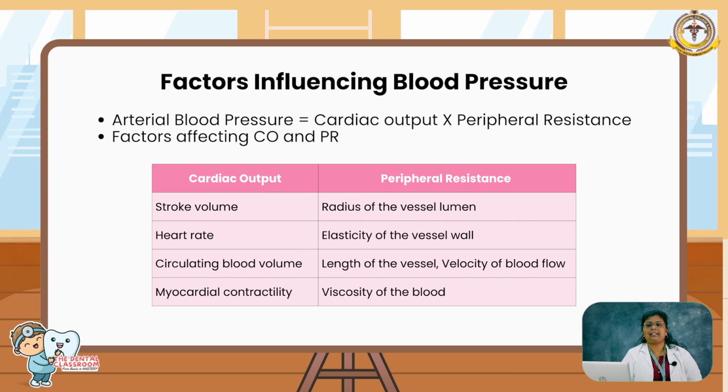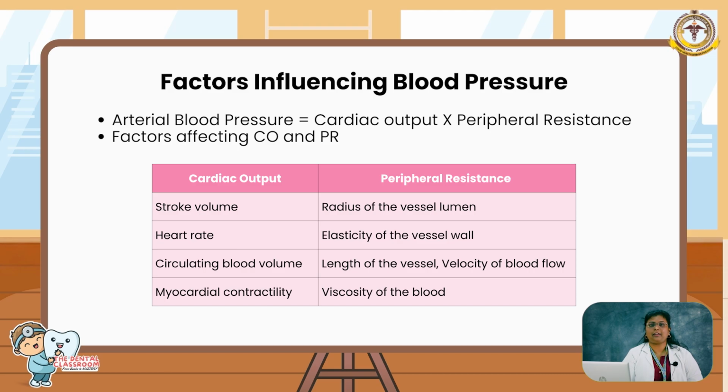Whenever there is increased stroke volume, blood pressure also increases. Whenever there is an increase in heart rate, blood pressure also increases. Whenever the force of myocardial contractility increases, blood pressure also increases by increasing the cardiac output. Now the peripheral resistance. The factors which affect the peripheral resistance are radius of the vessel lumen, elasticity of the vessel wall, length of the vessels, velocity of the blood flow and viscosity of the blood. Whenever the blood viscosity increases, the blood pressure also increases by thickening of the blood in the vessels.